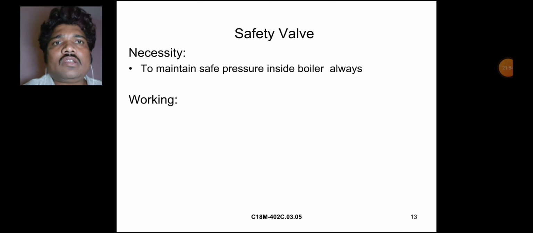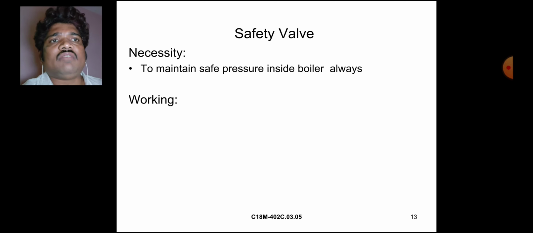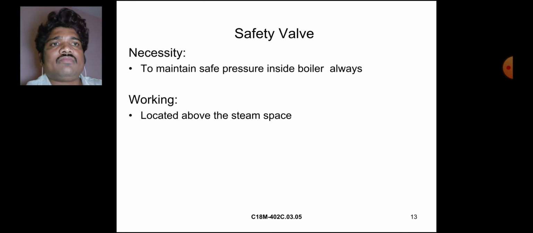Water level indicator is completed. Next we discuss the safety valve. Necessity: to maintain safe pressure inside the boiler always. This is called the safety valve, and this is its purpose.